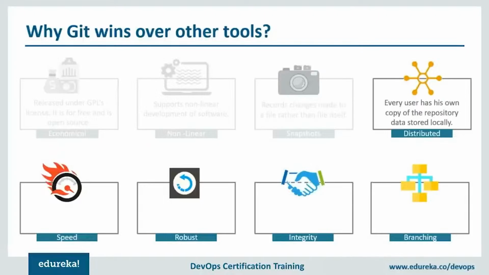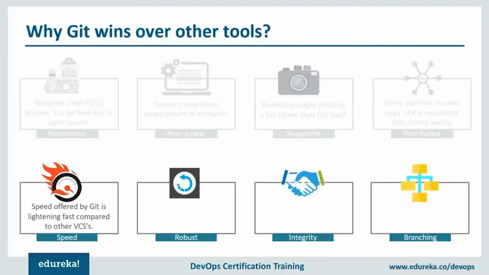Now, after that, in the list, we have Git offering a distributed architecture. As Git is a distributed version control system, every user has his own copy of repository data stored locally. So no changes are made to the central repository unless and until they are pushed from the local repositories. So this is one of the biggest advantages why Git wins over the other tools.